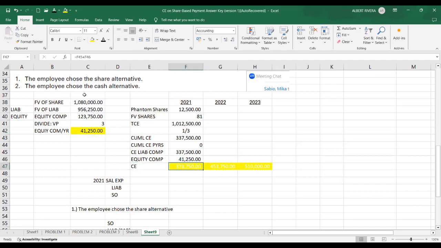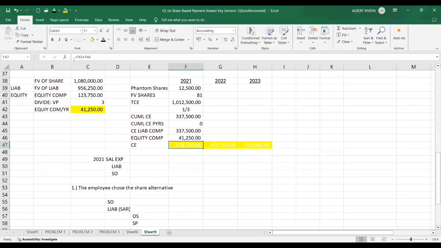And this is now the compensation expense for 2021. And the entry for 2021 is you have the salary expense of 378,750 in total, broken down into two: the liability component of 337,500 and the equity component in the form of share options of 41,250. And this would be the same pro forma entry in the succeeding years.